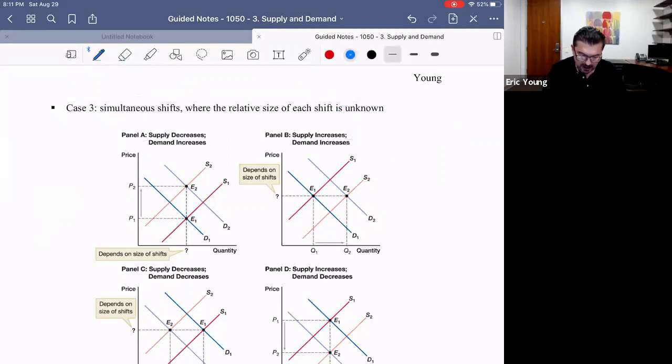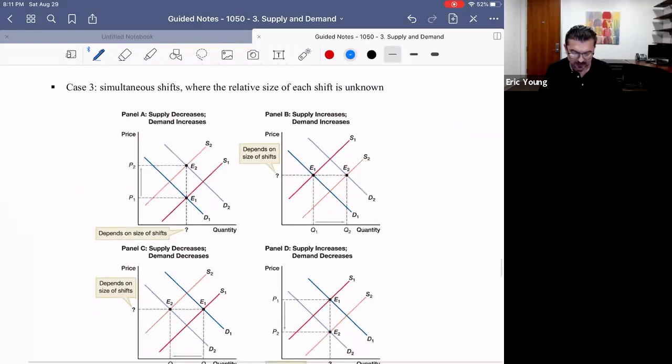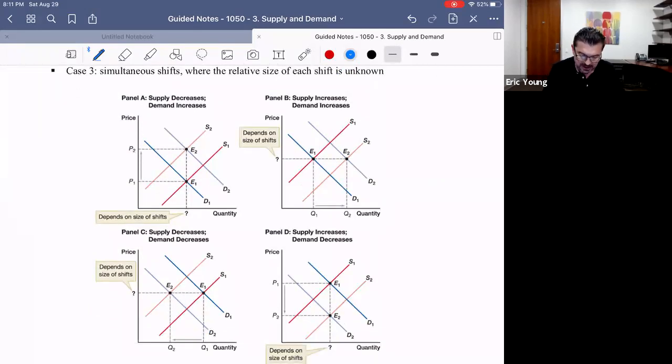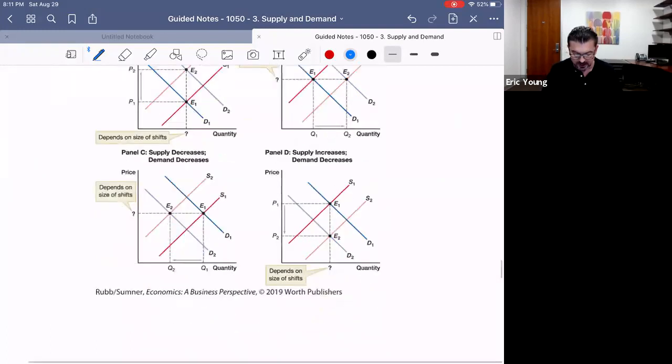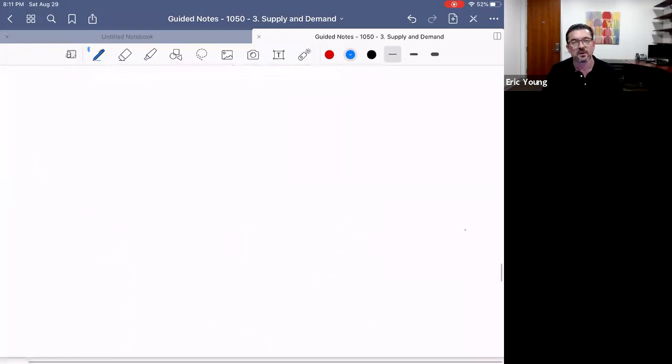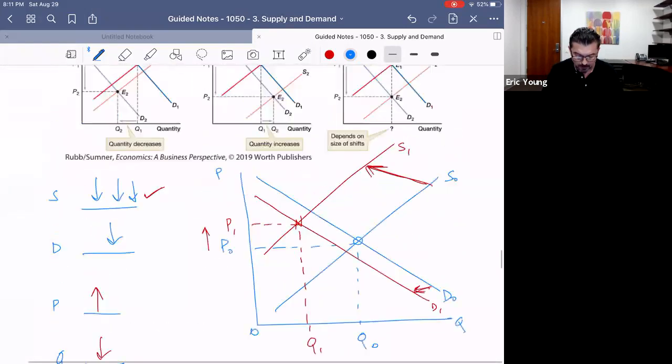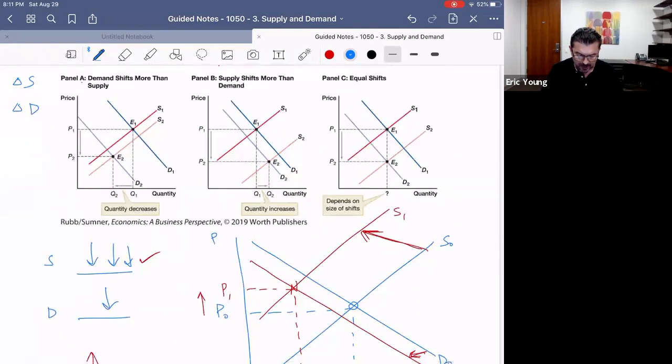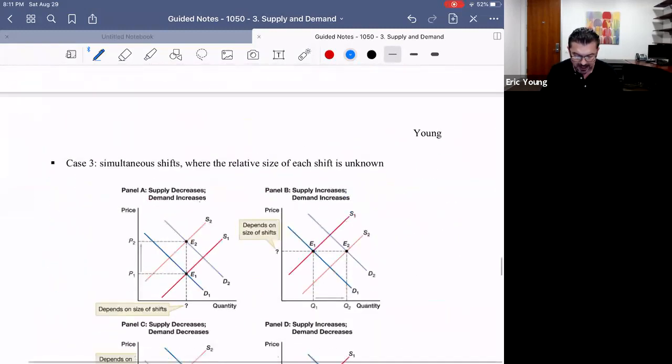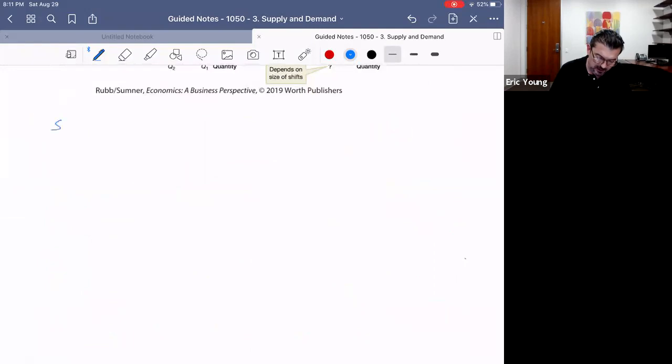You can see right here on case 3, they've given a couple of different panels. We see here supply decreases and demand decreases, supply increases, demand increases, you get it. But what I want to do is do a couple together first. Let's take what we had up here. We had started off, I think, with supply up and demand up. So let's do a case here: supply, demand, price, quantity. And let's say that supply goes up and demand goes up.